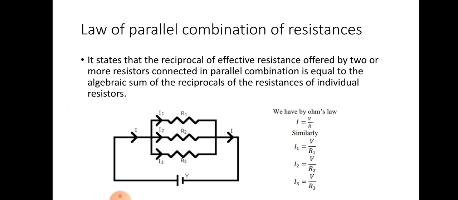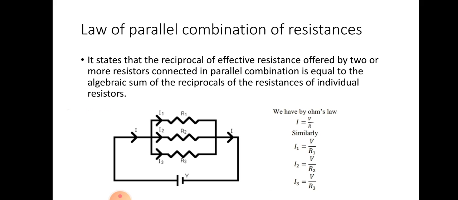So what does the law of this parallel combination state? It states that the reciprocal of effective resistance offered by two or more resistors connected in parallel combination is equal to the algebraic sum of the reciprocals of the resistances of individual resistors. Now ये law समझने के लिए we already know Ohm's law. Ohm's law क्या बोलता है?